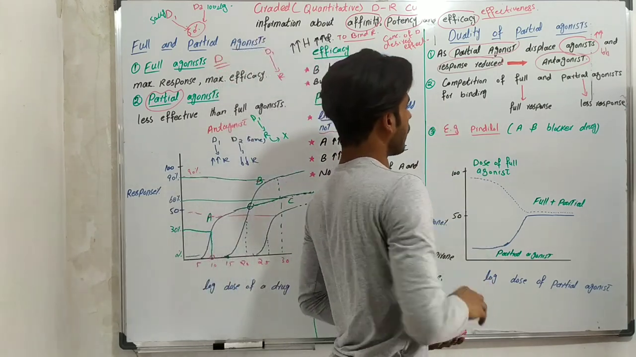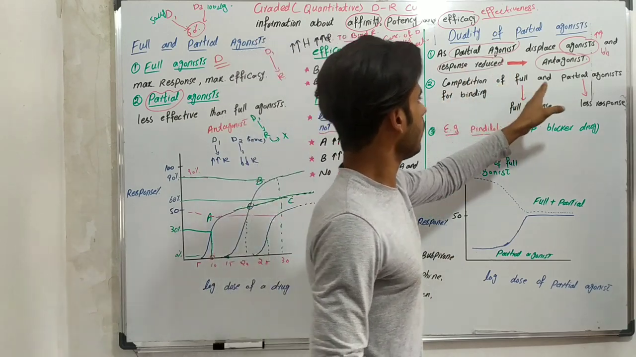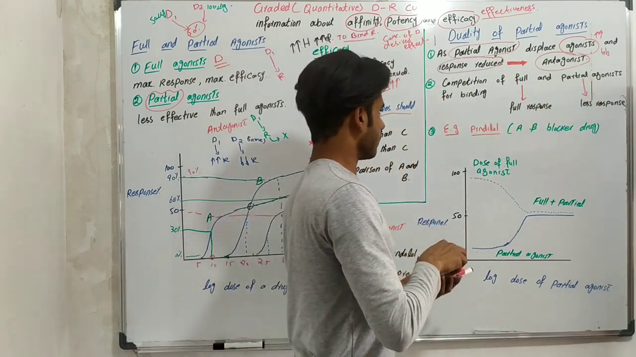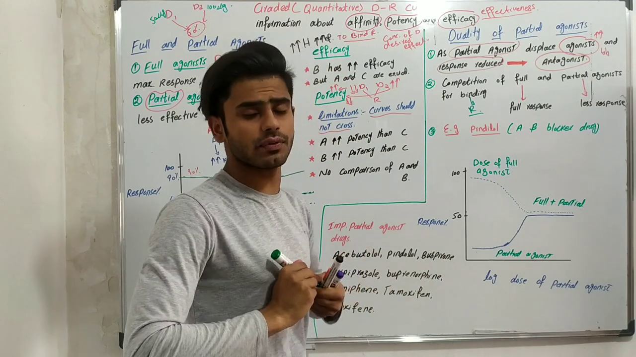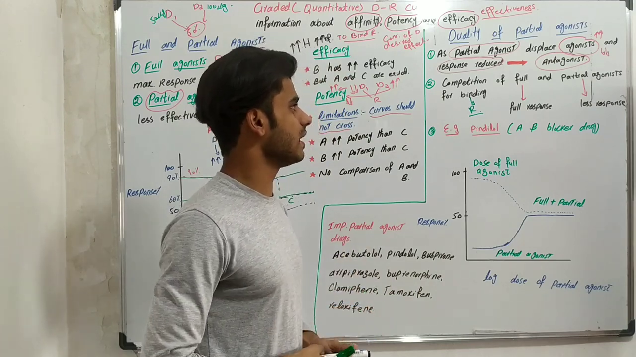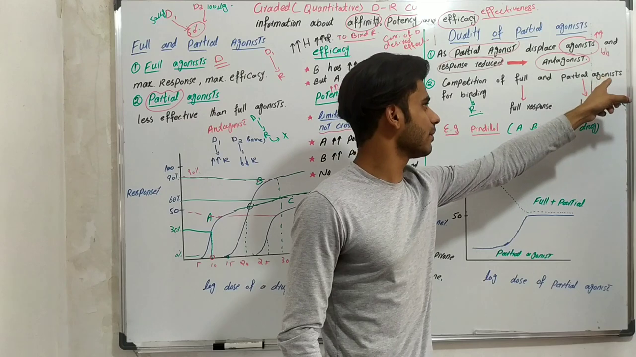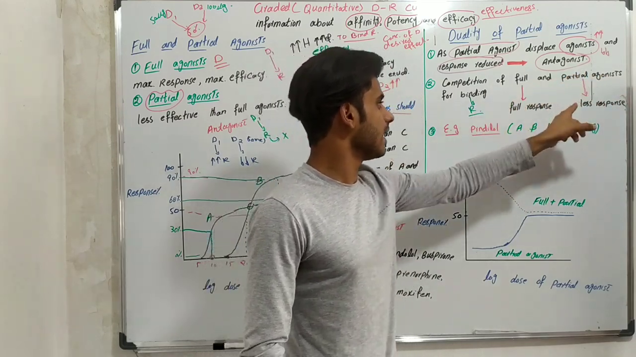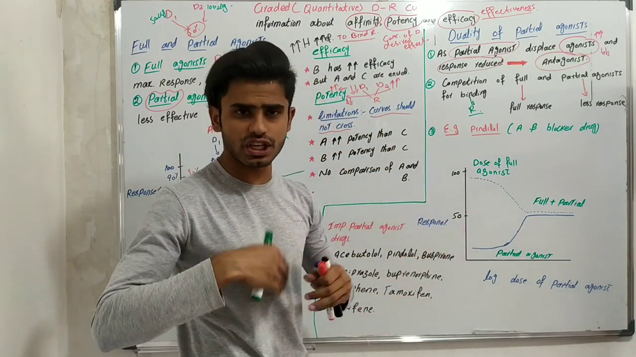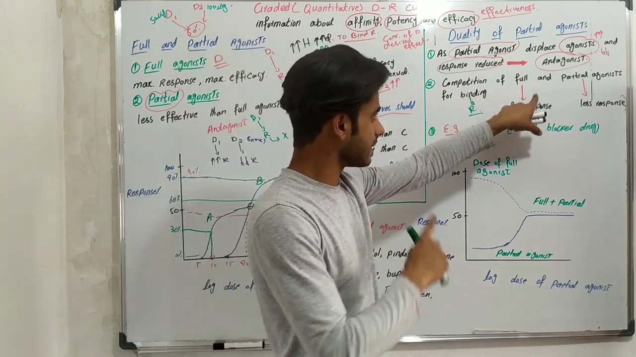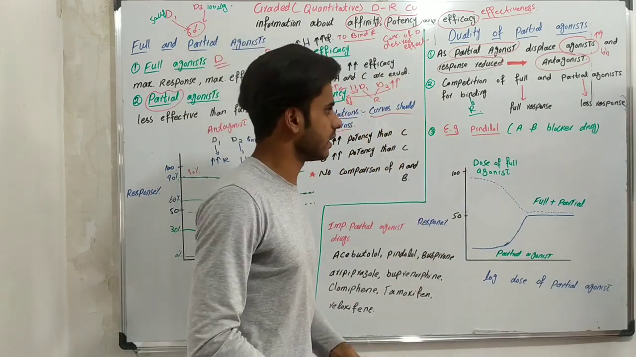Okay, in the next point, how do these partial agonists and full agonists work together? Competition of full and partial agonists for binding to receptors. That means if we have two drugs, one a full agonist and the second a partial agonist, then they compete with each other. If the full agonist binds with the receptor, it will give the full, maximum response. If the partial agonist wins and binds with the receptors, then it gives less response. Because it is a partial agonist, it will not give the 100% response.